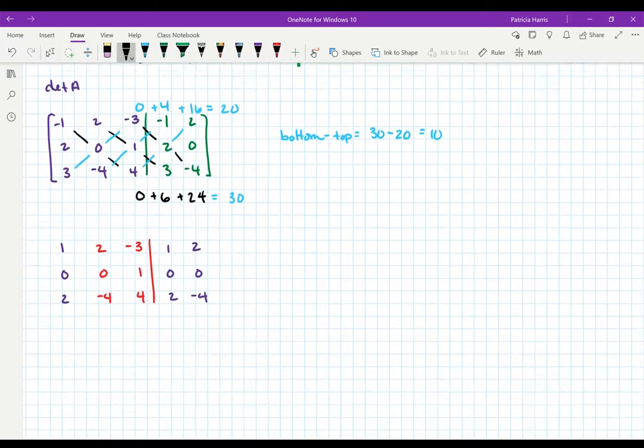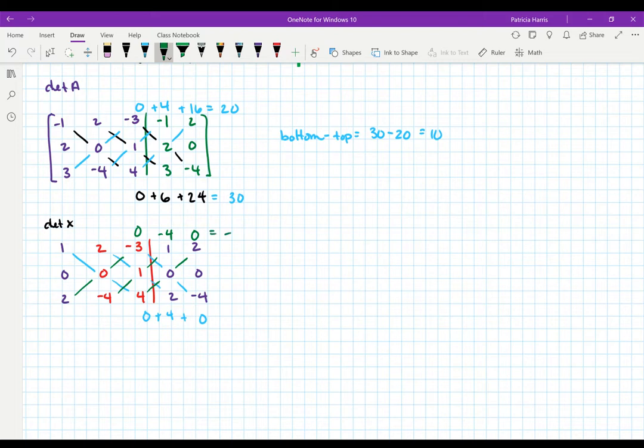Okay, so now we're going to find the determinant of that. I'm going to call that the determinant of the X matrix. All right, so very carefully. 0, 4, 0. Double check your work. You don't want to make a mistake. 0, -4, 0. So we're going to do bottom minus top.